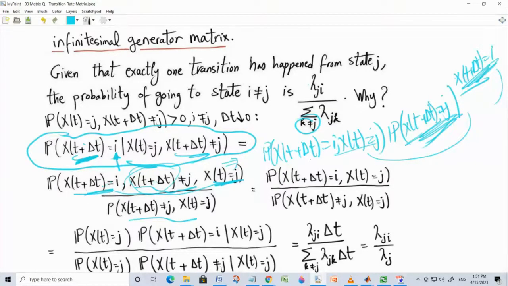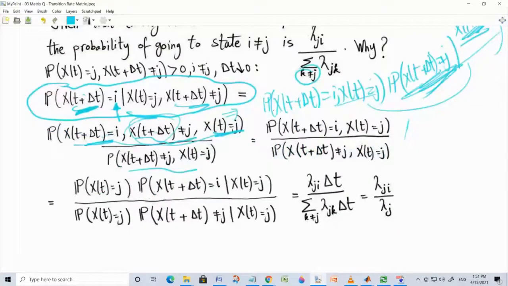If it makes you happy, you can fill in this missing step in which I directly wrote down this 1. And then you apply the chain rule: x of t is equal to j, then x of t plus delta t is equal to i. You also apply the chain rule in the denominator. The difference is that in the numerator we have i, and in the denominator we have not equal to j. So in the denominator, not equal to j can be i, it can be k, it can be v, it can be whatever, everything other than j. And so the difference will be that, so this will go with that.